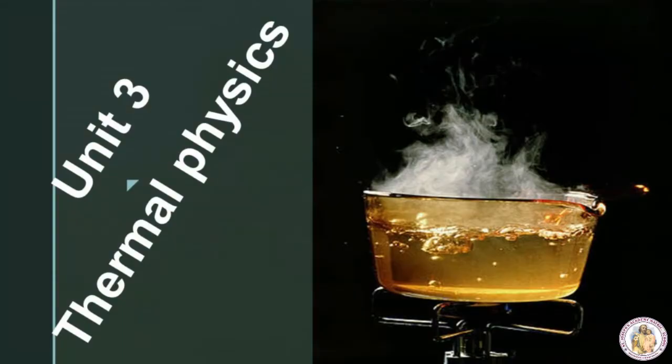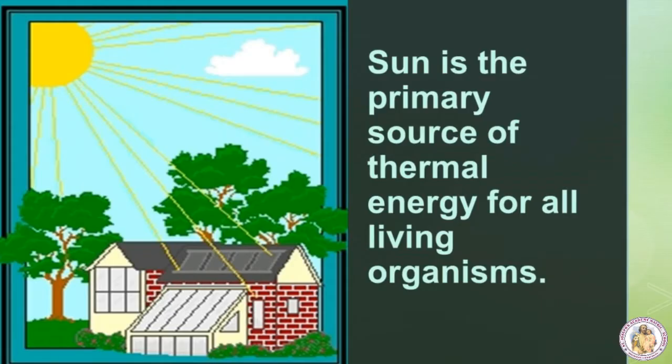Dear children, today we are going to learn Unit 3 Thermal Physics. We already know the sun is the primary source of thermal energy for all living organisms. Thermal energy is the cause and temperature is the effect. All living organisms need a particular temperature for their survival.